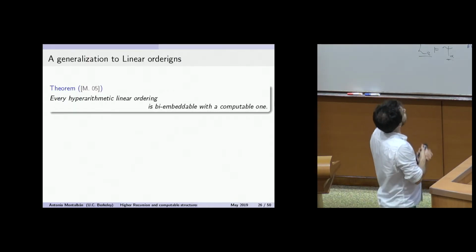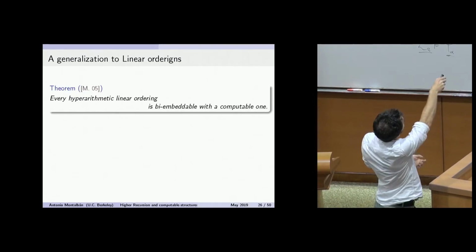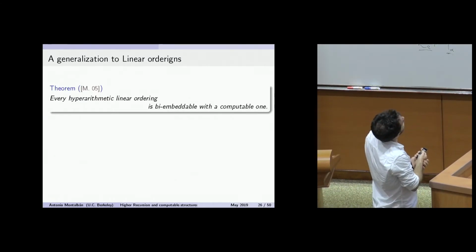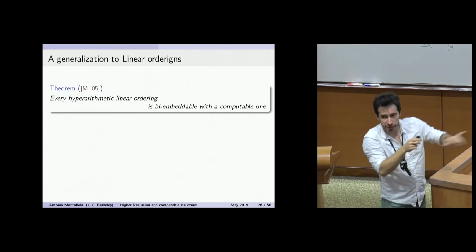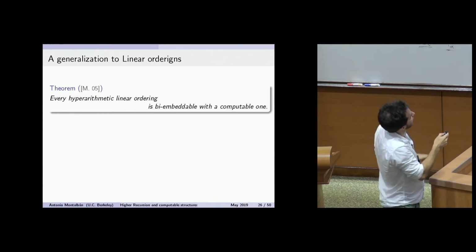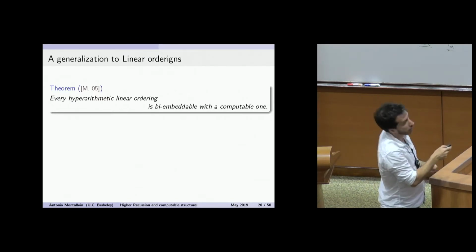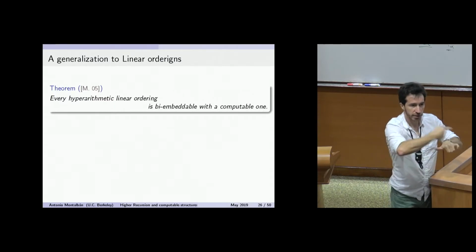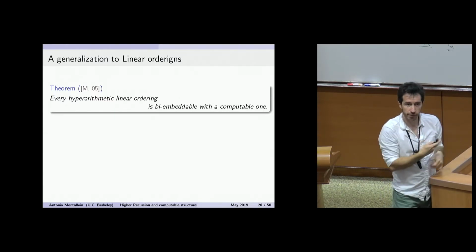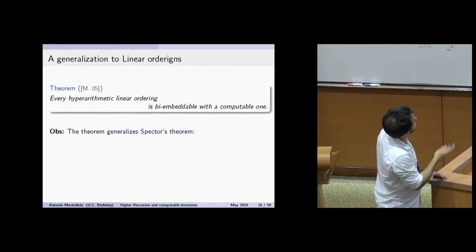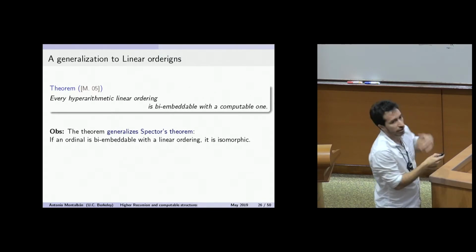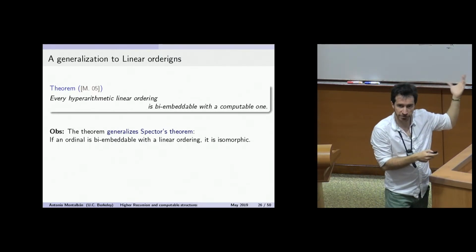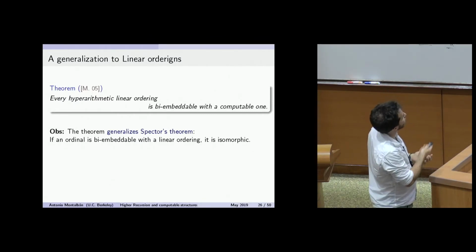Okay, so this is a generalization of Spector's theorem that was in my PhD thesis. It says that if you have a hyperarithmetic linear ordering, so now it's a linear ordering with a hyperarithmetic representation, it is bi-embeddable with a computable one. So it's a computable linear ordering that you can embed back and forth one into the other. This generalizes Spector's theorem because if an ordinal is bi-embeddable with a linear ordering, it must be isomorphic to it. So in the case of ordinals, use isomorphism. But it's true for all linear orderings.